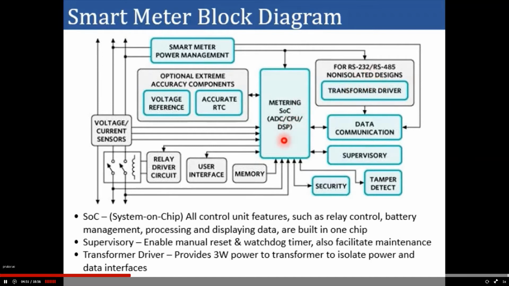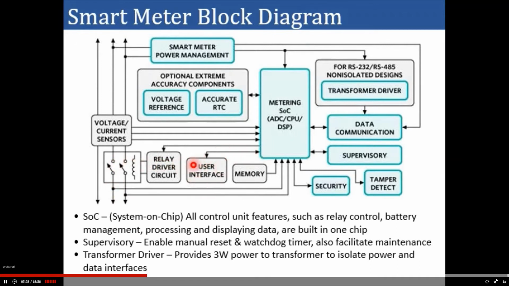Now this will also communicate the information to the relay driver circuit. So if there is a situation when the meter has to be remotely disconnected, the communication network will receive the command, and this will be shared with the metering SoC, and then this information will be sent to the relay driver circuit, and it will disconnect the line and neutral wire of the power supply.